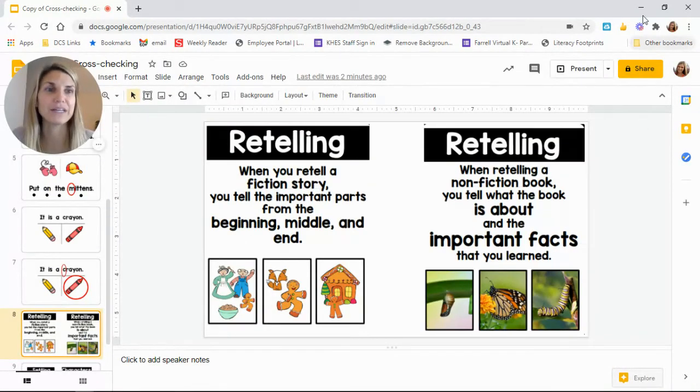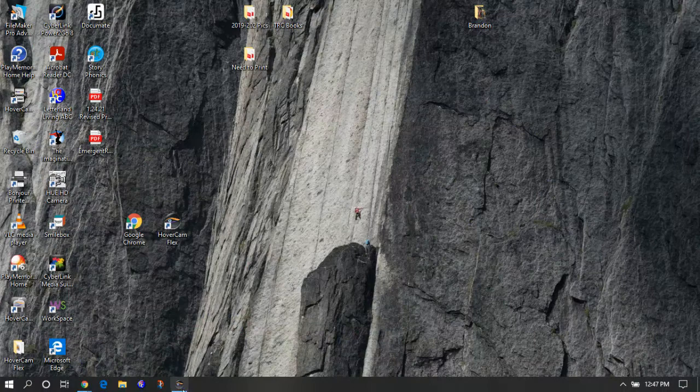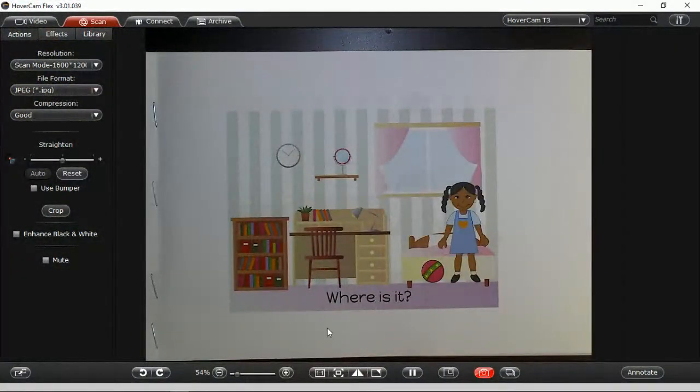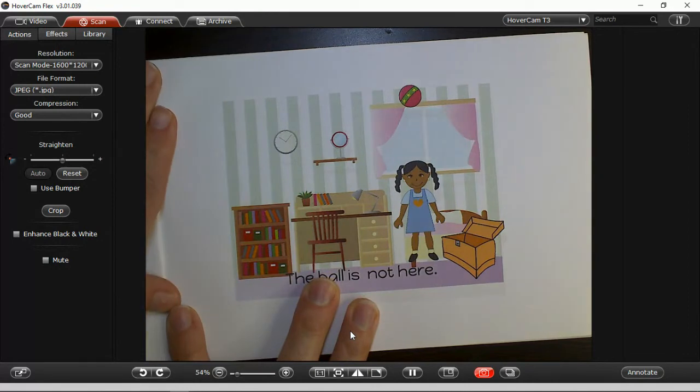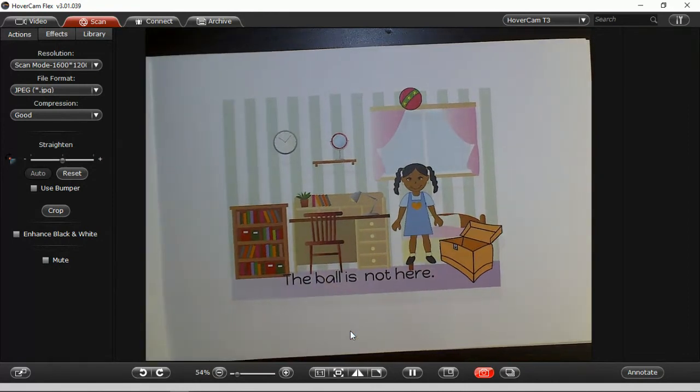So we're going to get to the retelling part in just a minute, because after the story, we're going to retell. So let's take a look at our book this week. It's called Where Is It? Where is it? And that is our question mark. So it's asking us a question.